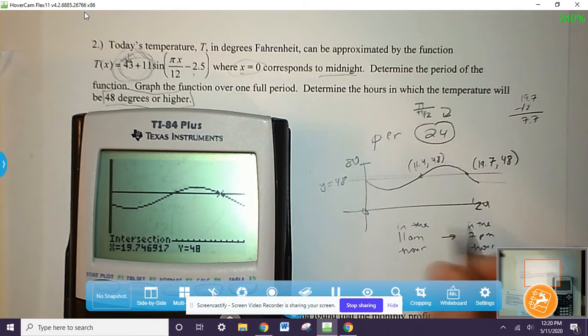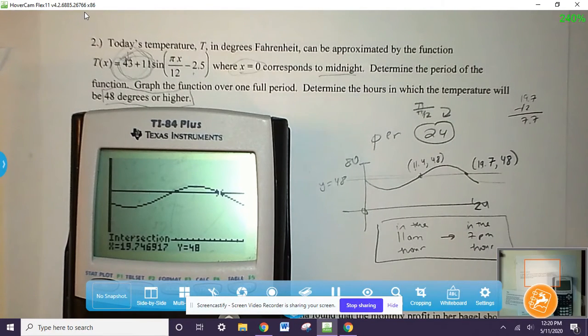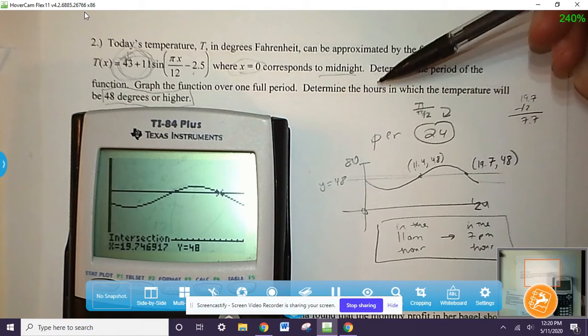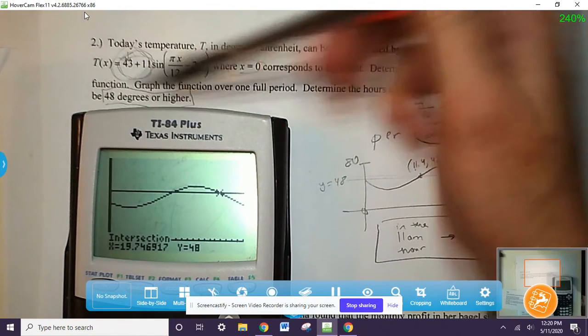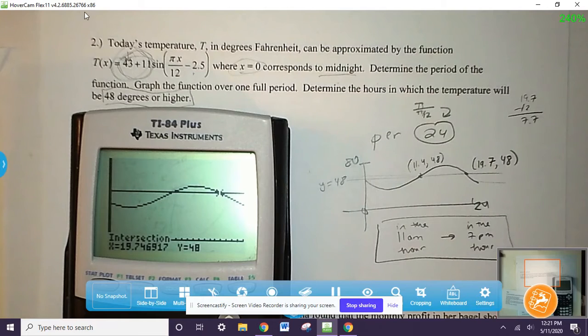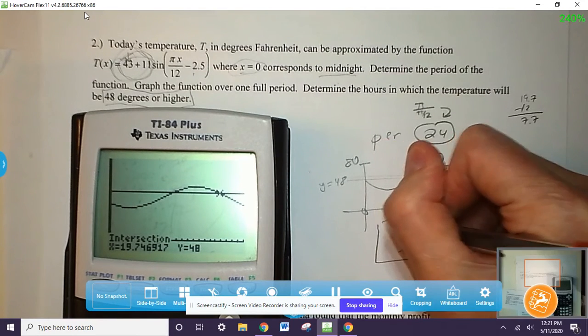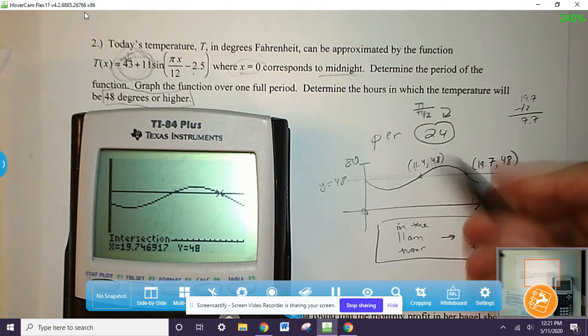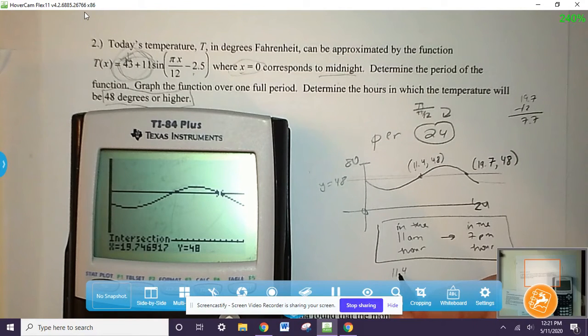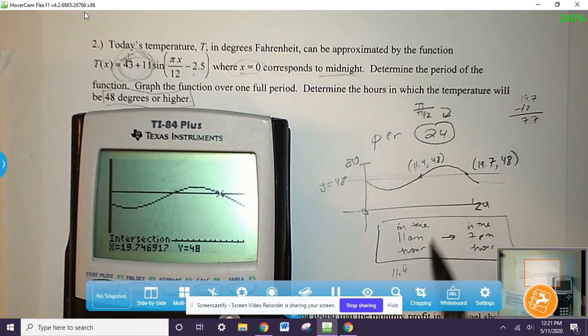And this is sufficient for the answer for this because it says determine the hours in which the temperature is going to be 48 degrees or higher. I didn't say determine exactly when. If I ask you to determine exactly when, it actually becomes more complicated because 11.4, you'd have to convert that 0.4 hours into minutes. So often these types of questions just ask you in which hour or in which month and so on. So this is sufficient. And let's go on to one more problem.